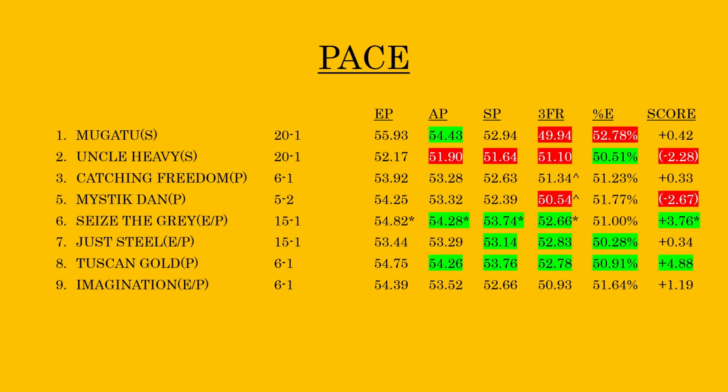And as you can see, the closers are really the big losers here. They just don't seem to stack up well at all. And I don't think they're going to have the race shape that's favorable to them. Mugatu in particular was very troubling. That 52.78 is just really high for a closer. And to me, again, it's a horse that's working hard to keep up. And Uncle Heavy, I think, may fall into that same type of category.